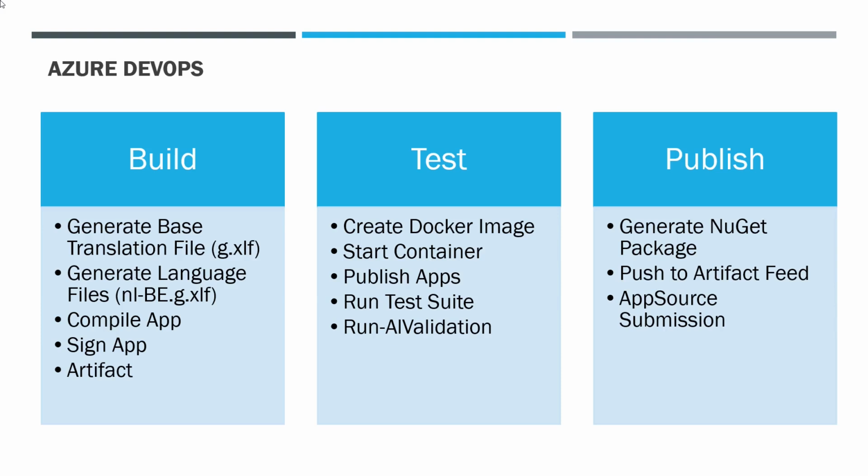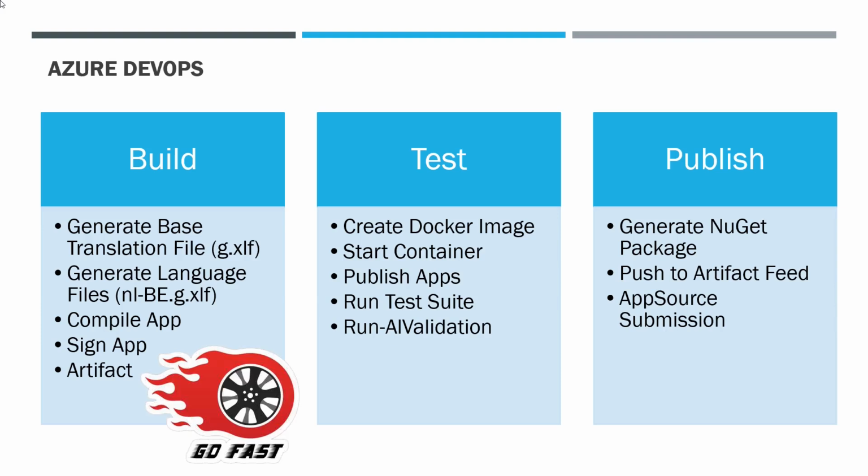The test phase is also the same. There's nothing spectacular: creating a Docker image, starting a container, and publishing your apps. There is also a little bit of compiling your test app if you run a test suite on there. But mostly the build part was for us the most important part, because we want to have that running as fast as possible.